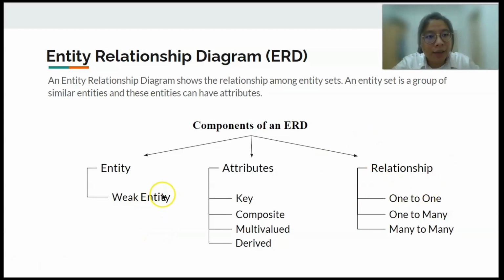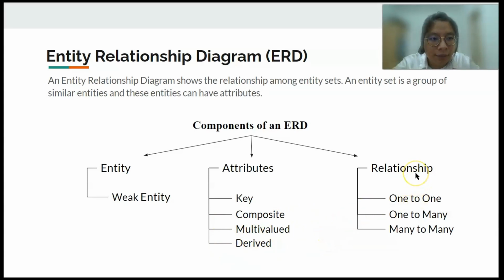About the entity, they have two types. First is entity. Second is weak entity. About the attributes, there are four types of attributes. First is key attributes. Second is composite attributes. Third is multi-valued attributes. And fourth is derived attributes.